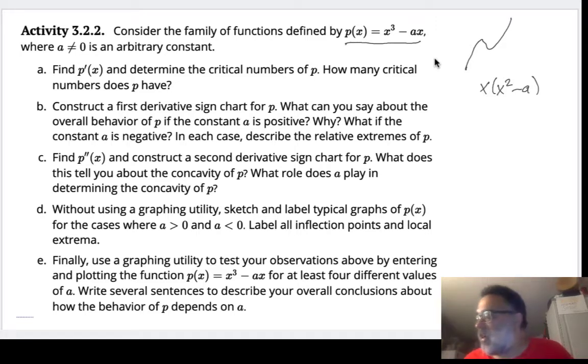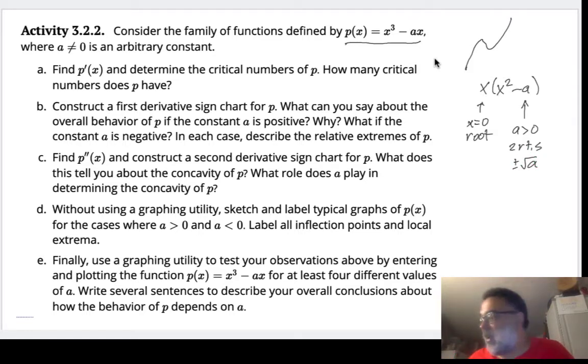I notice that this is going to be different depending on a. If a is positive, like x squared minus 4, that has two solutions, x equals 2 and x equals negative 2, meaning it'll be two places where it's 0. So this function will have a root at 0. And if a is positive, it'll have two roots, plus and minus the square root of a.